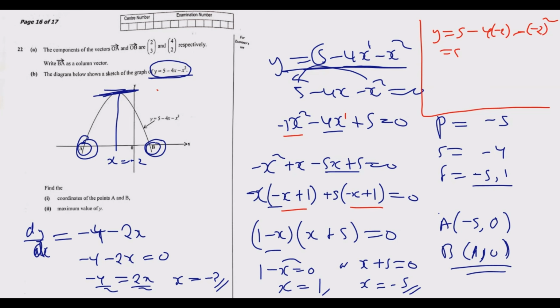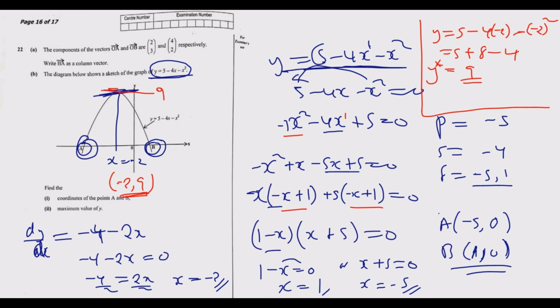So we have 5 minus, negative 4 times negative 2 is a positive 8. Then minus negative 2 times negative 2, which is 4, so we have a negative 4. So what it means is we have 5 plus 8, which is 13, minus 4, which is 9. So the maximum value of y, y maximum, is 9. So at negative 2, 9 is the maximum point. So basically, that's how you answer this part of the question.